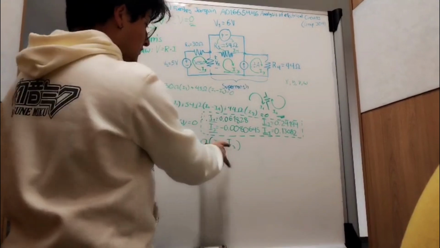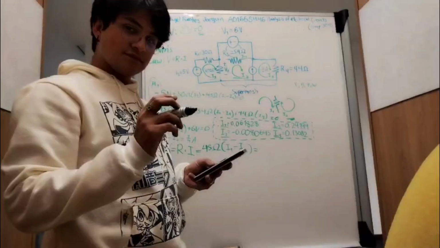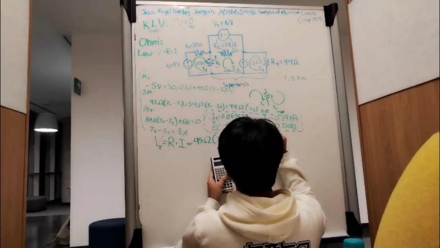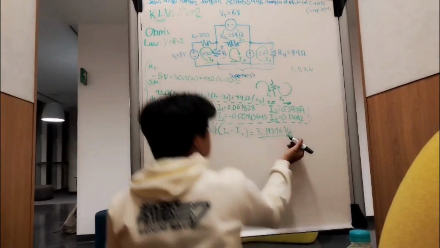So already stating this, we can solve for Vx. A little plus. So we have 3.14516. And well, this will be volts. That is going to be our value for Vx.